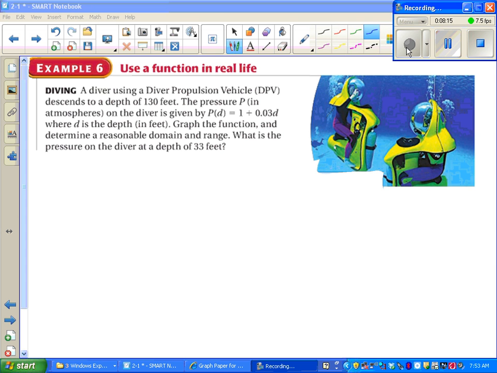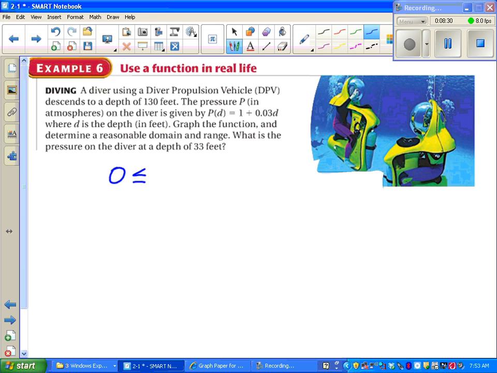Now we're going to try to graph this. We might have our x-axis be the depth, and the y-axis be the pressure. We need to come up with a good range of values. Our depth is obviously going to never be negative, so the smallest depth we might want to use is 0. The biggest depth that we'll go to, you can see in the problem, is 130 feet. So our inputs could be anywhere from 0 to 130.